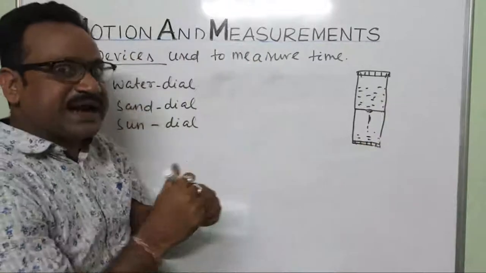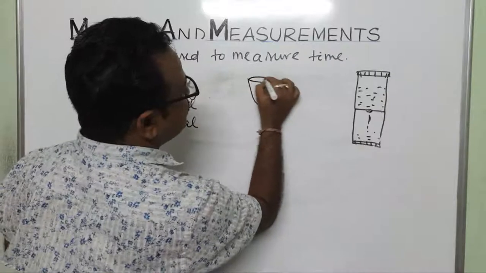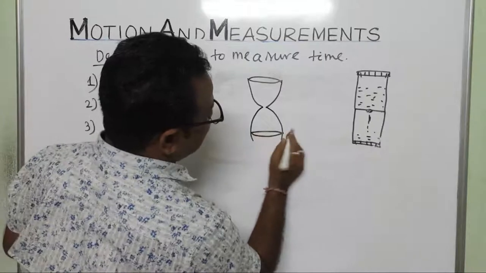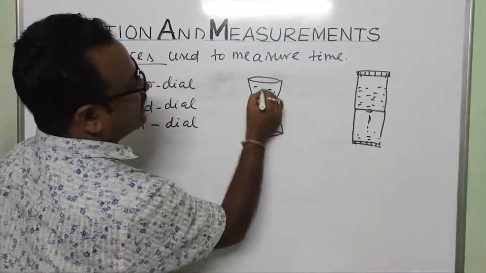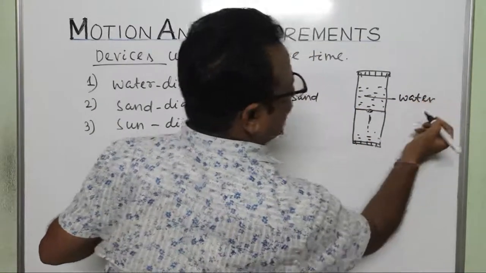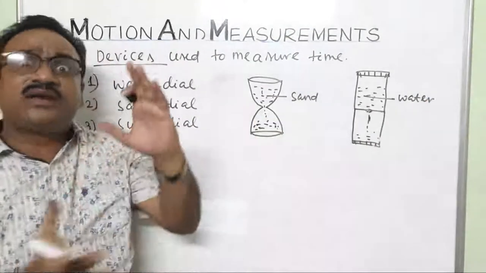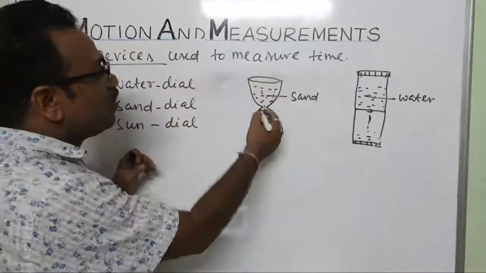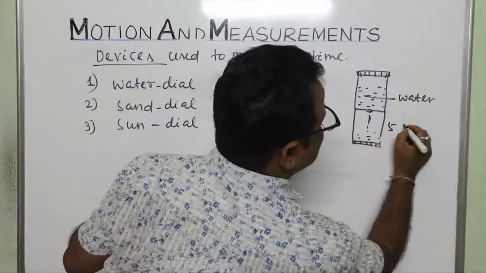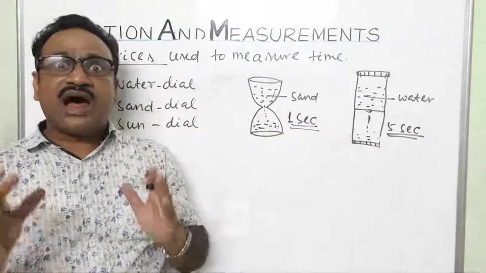So this way. Sand dial, you see. Sand dial like this. Figures are there. Up to this, here sands are there. This is sand. This is water. Similar type of figures. So it is coming from this to this. When this is filled up, then invert it. Let's say this takes 1 second, or here takes 5 seconds to complete. Then from this calculation, we can find out the time.